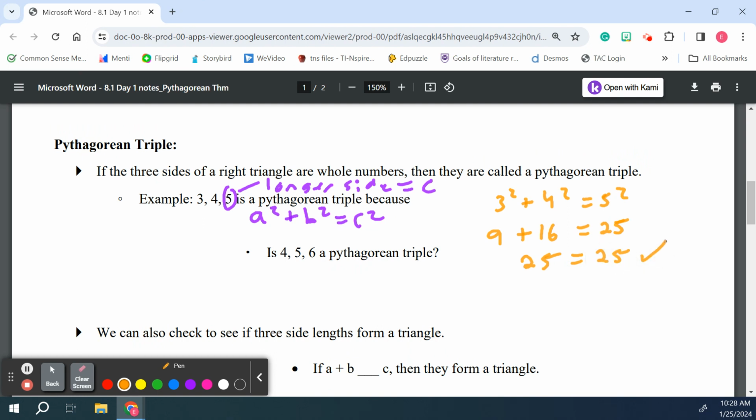Since those work, that ends up being a Pythagorean triple. It ends up being a very nice answer. Now the question here is, is 4, 5, 6 a Pythagorean triple? Why don't you take a peek at that, and remember 6 is your C. Apply the Pythagorean theorem there and tell me if it's a triple or not.